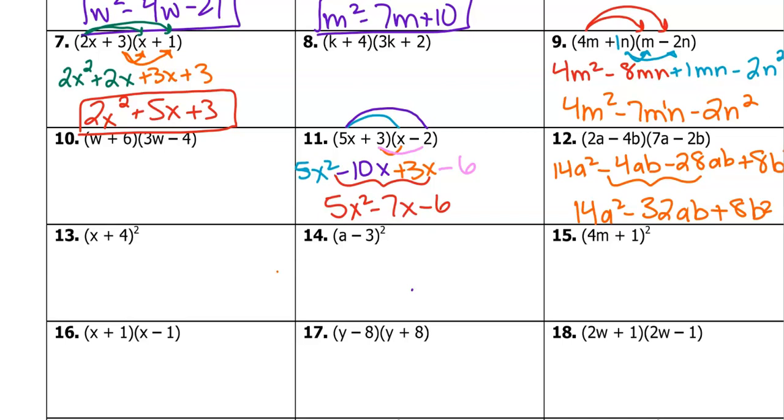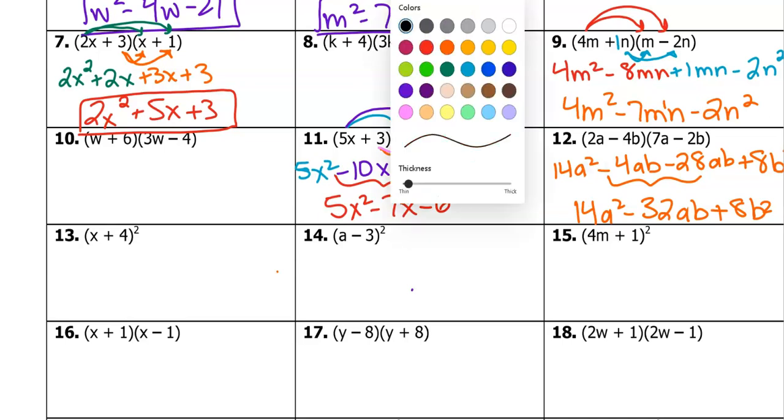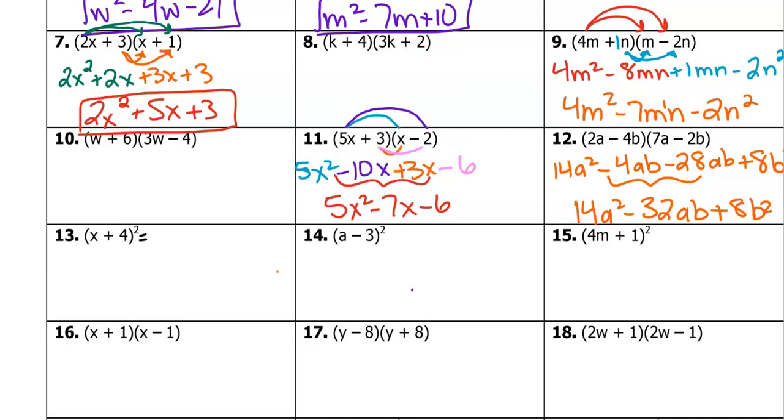Which one do you want to do? 13? Okay. So the first thing you have to do is called expanding. You're going to expand it out.